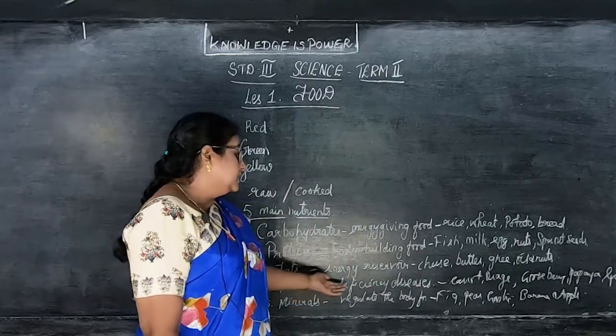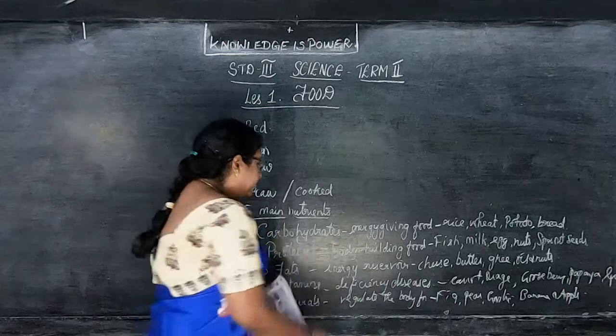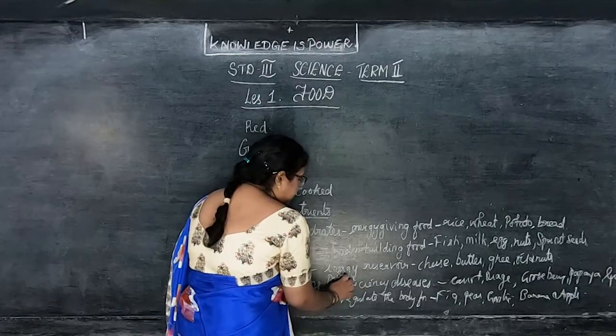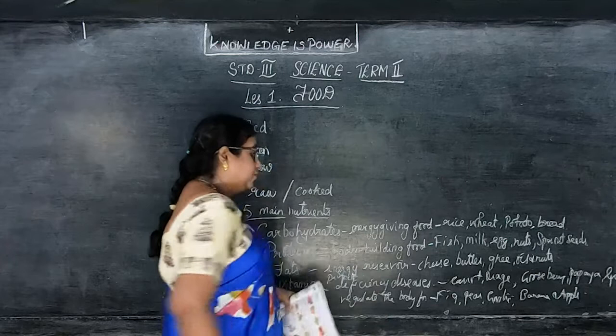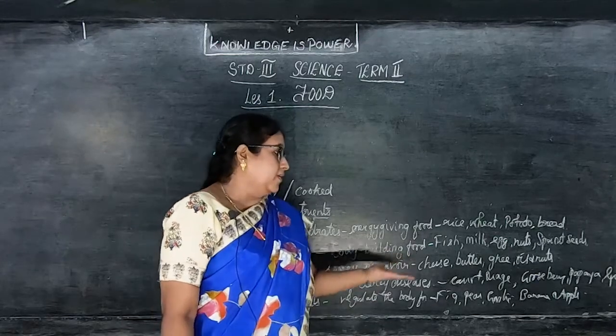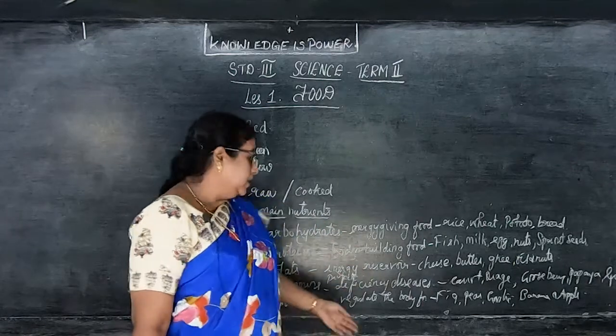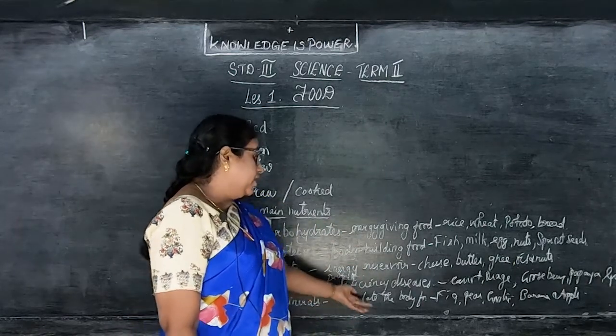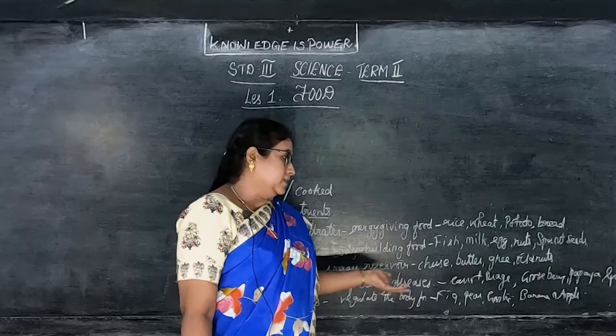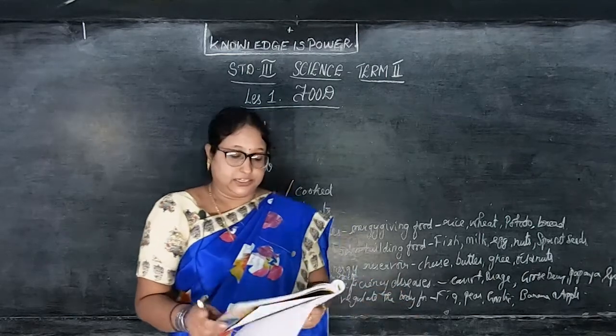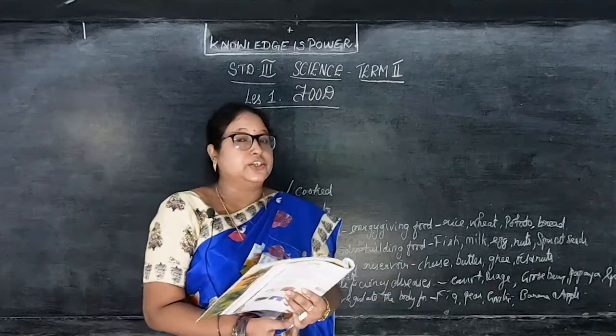Then vitamins, it protects a body from deficiency disease, okay? Protects a body from deficiency disease. If you take these food items like carrot, orange, gooseberry, papaya and greens. Then minerals, regulate the body function. If you eat fig, pear, garlic, banana and apple. So these are the 5 main nutrients, students. Did you understand this, children?